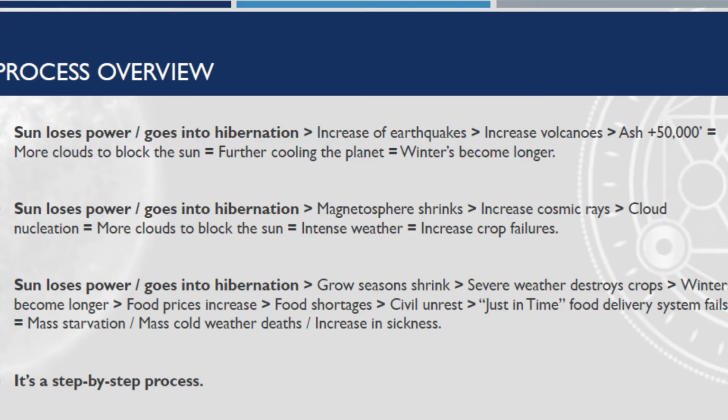So, this is a complex topic. It's a complex process. When the sun loses power, you get an increase in volcanism, more clouds to block the sun. When the sun loses power, you get more cosmic rays, more cloud nucleation, more reflection of sunlight back to space, and you can get crop failures. When the sun loses power, the grow seasons can shrink, and you can get food price increases, food shortage, and civil unrest. Bad things can happen.